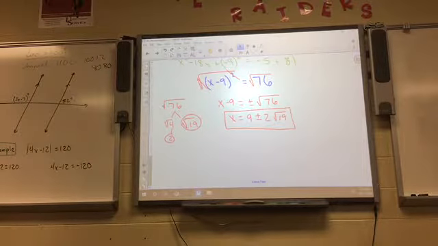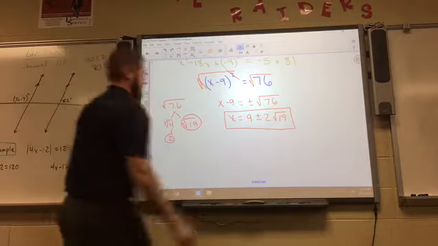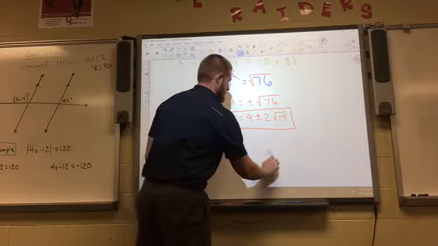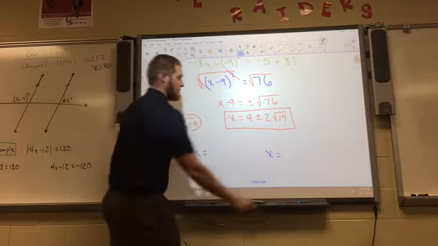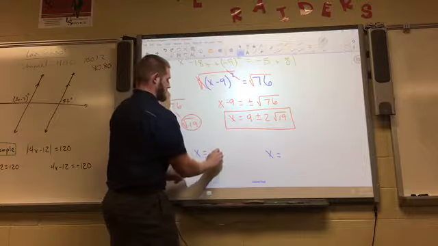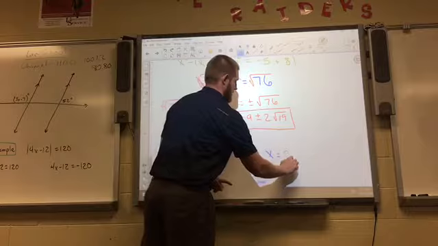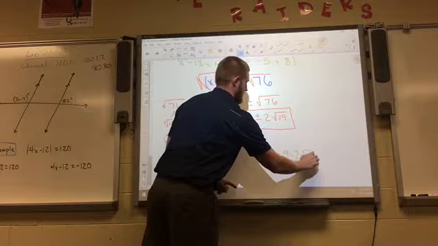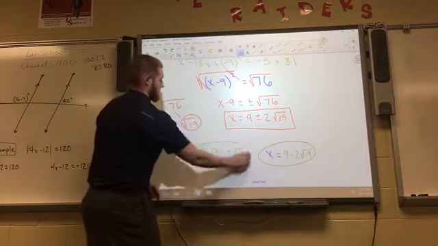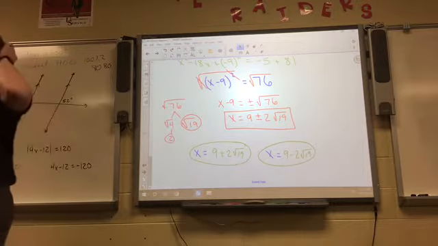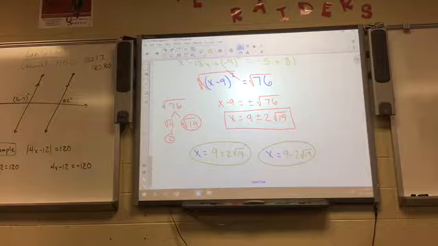Please understand, because there's a little confusion last class. When you type this into your Big Ideas, this is what it looks like. X equals 9 plus 2 square roots of 19. X equals 9 minus 2 square roots of 19. Just understand that it's probably going to be in that form, so you'll have to enter it separately. We're going to do one more of these.